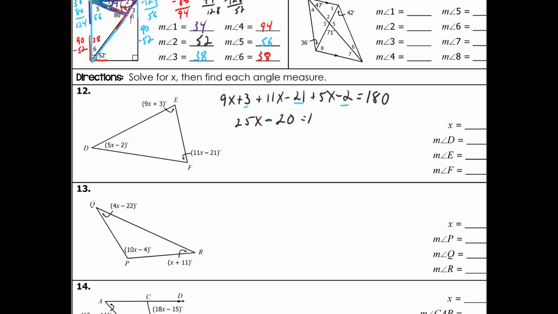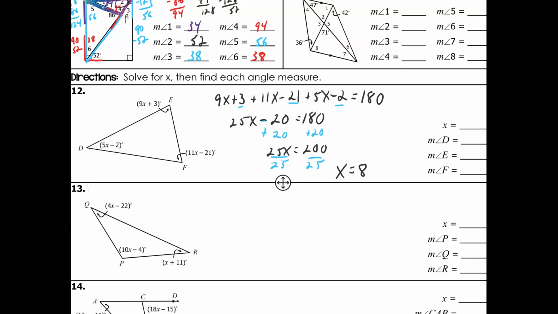And that equals 180. Add 20 to both sides. I want to use blue now because I'm doing something to both sides. And I get 25x equals 200. Divide both sides by 25. And I get x equals 200 divided by 25. Last time I checked, that was 8. So x is 8.